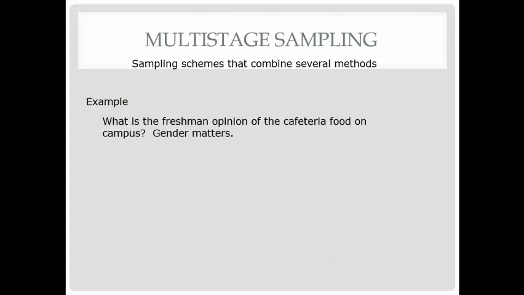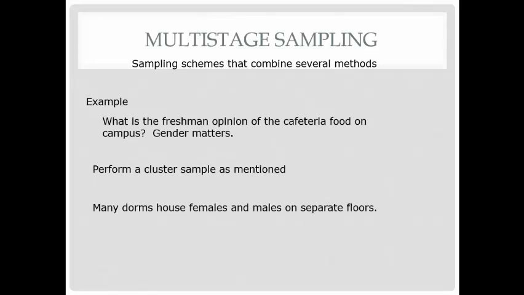And then, although maybe it doesn't really pop up for us on a test or anything, it is important to realize that you could do multi-stage sampling, where you kind of combine different schemes. So what's freshman opinion on cafeteria food? Maybe gender does matter. So we perform that cluster sample, but most likely these dorms will have girls on one floor, guys on another. So then all of a sudden we can stratify as well.